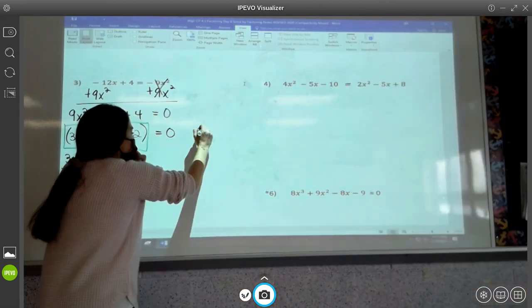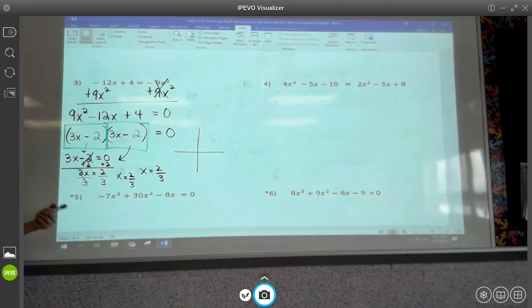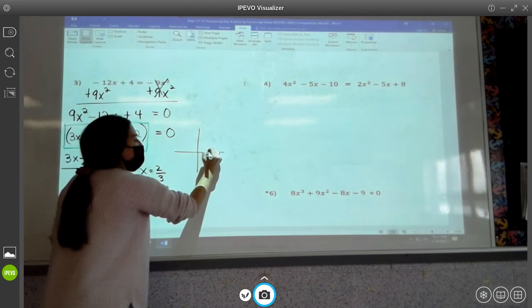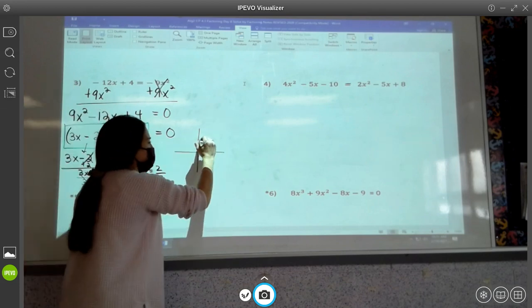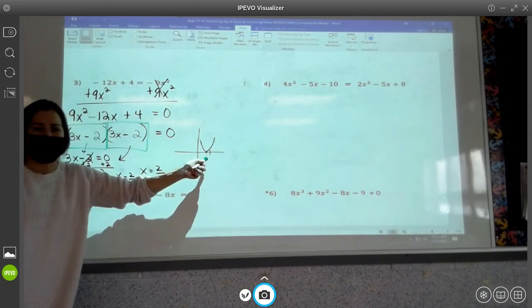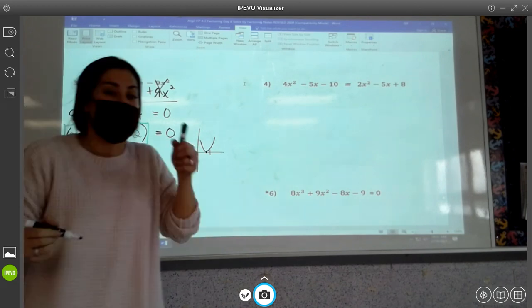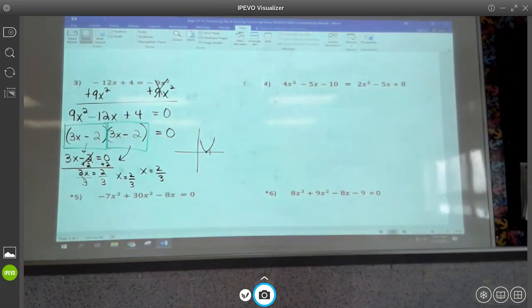So guys, that just means that this parabola only touches the x-axis one time at an x-intercept of 2/3. And we know it opened up because A was positive. So he's one of those parabolas that did this, that only had one x-intercept. It was right on the x-axis.